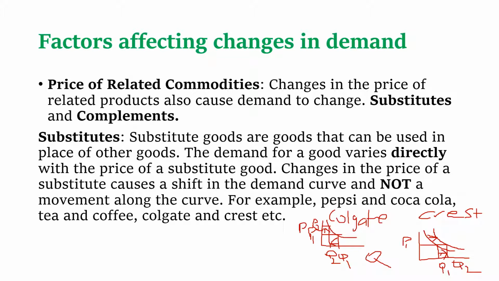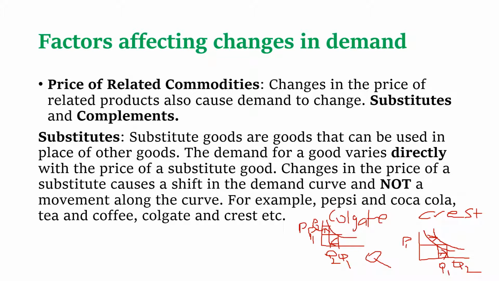You see how consumers behave here. If the price of Colgate falls, then you're going to expect the demand for Crest to shift to the left. It is not going to shift to the right, it is going to shift to the left. And then what will happen to the quantity of Colgate demanded?